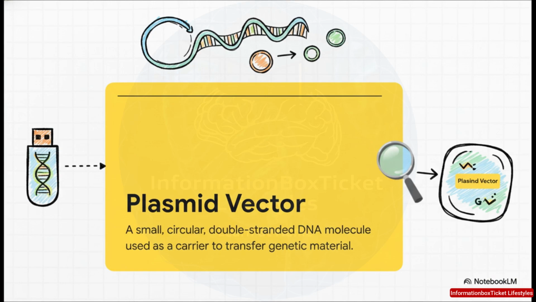It's this little loop of DNA that hangs out inside bacteria, separate from their main chromosome. And its job? Well, it's the perfect little vehicle, or vector, for carrying new genes into a cell. It's absolutely fundamental to how we do genetic engineering.